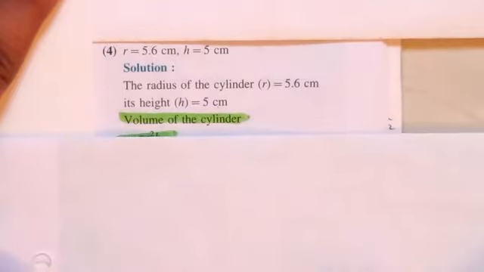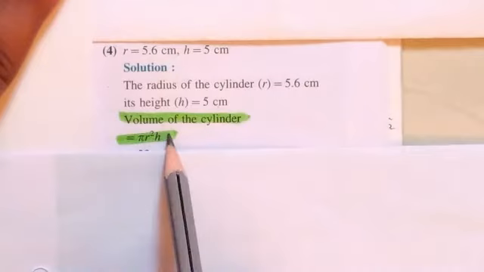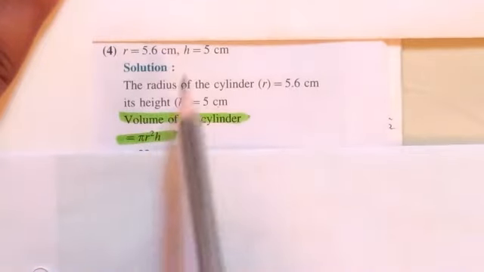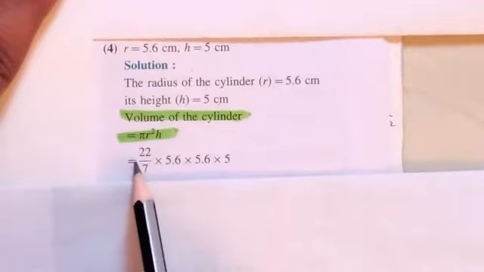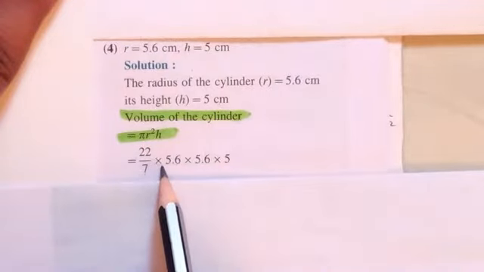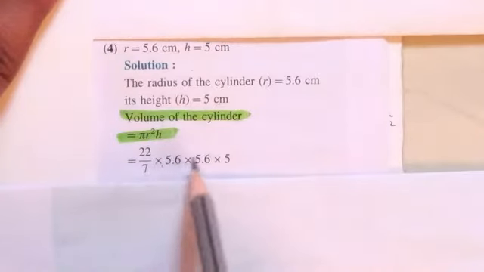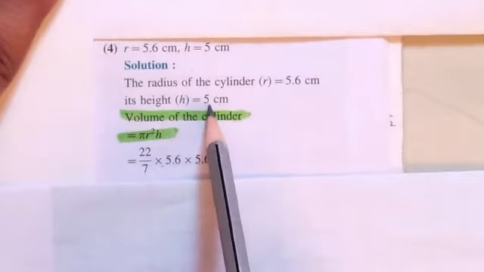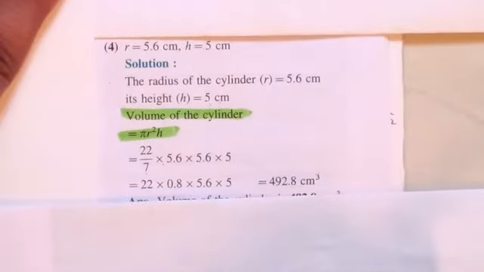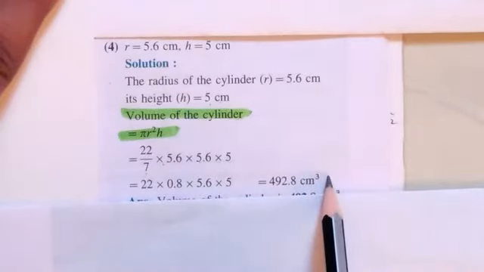Now we have to write the formula, that is volume of the cylinder is equal to pi r square h. Let's put these values into the formula. Pi will be 22 upon 7 multiplied with r, that is 5.6 centimeter, that we have to write twice, multiplied with 5, which is our height. If we do the calculation, then we get the answer, that is 492.8 centimeter raised to 3.